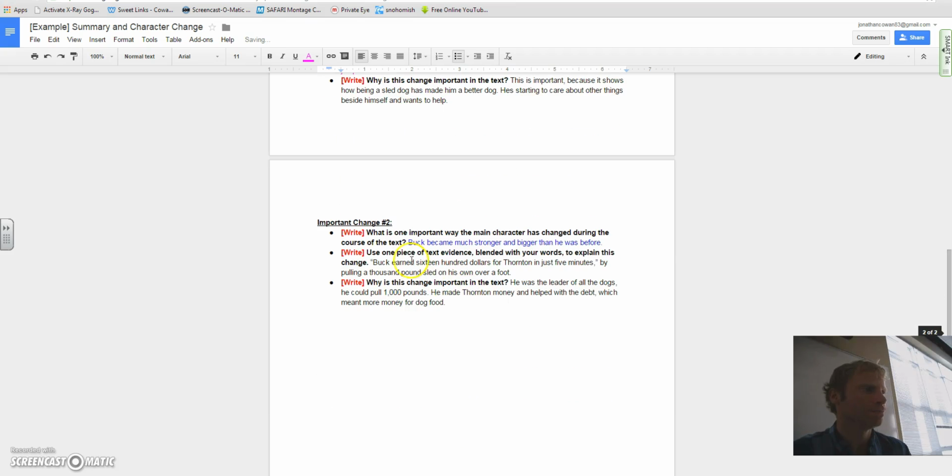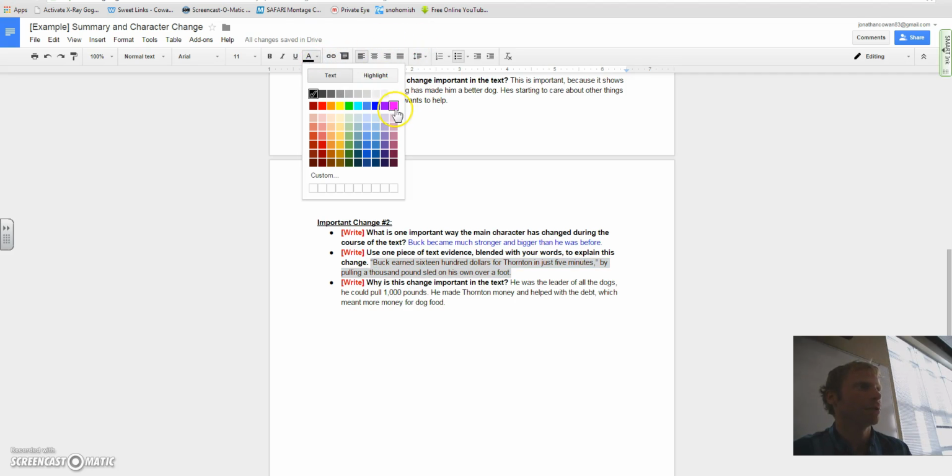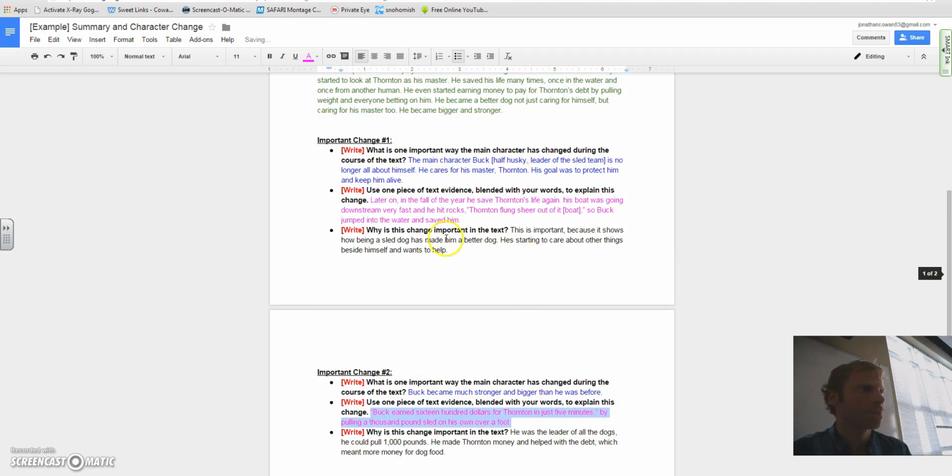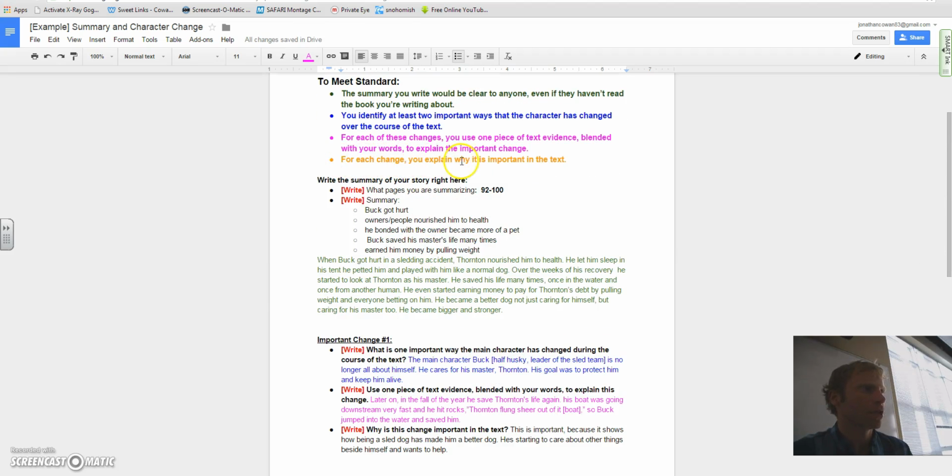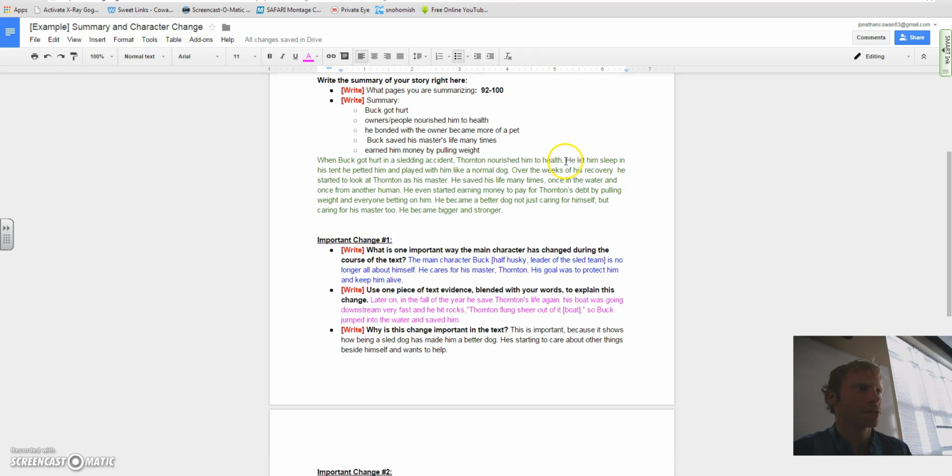Let's see how they did it here. They said, "Buck earned $1,600 for Thornton in just 5 minutes by pulling a 1,000-pound sled on his own over a foot." There we go. The person did it and they blended it with their words, showing how Buck was stronger. Then the last thing it says, for each change, you explain why it is important in the text.